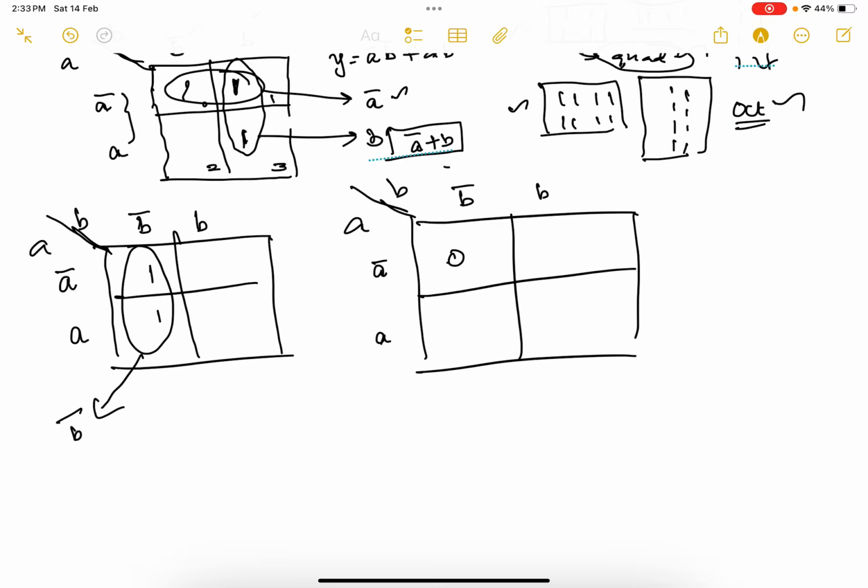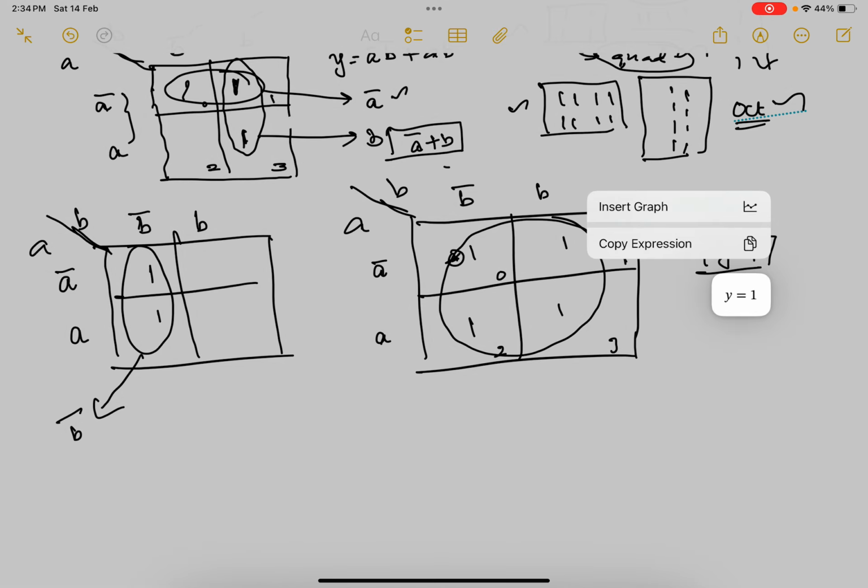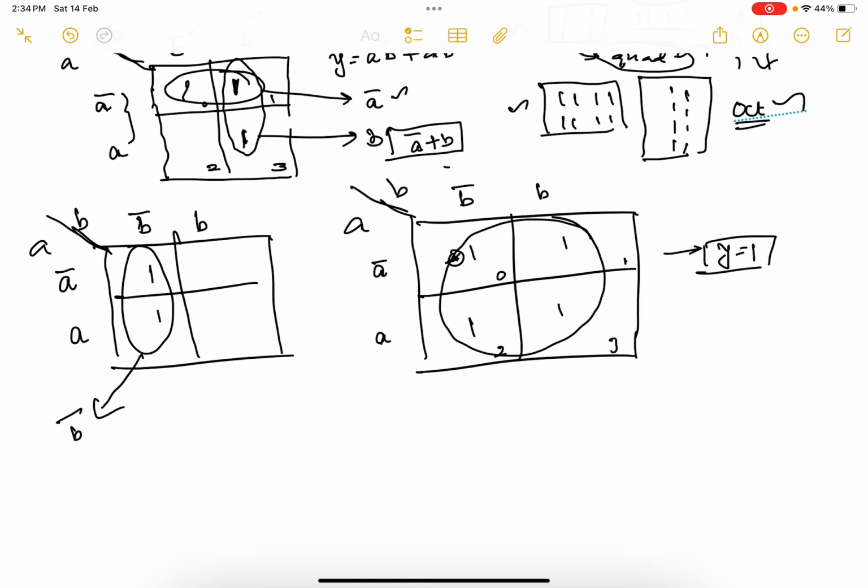In all the cells I am having 1, that is the 0 cell, first cell, second cell, third cell. In all the cells if I have 1, what is the answer? Here I can form a quad structure, and all the cells are completely filled. My answer will be nothing but 1. Why this? You can check this. If all the cells become 1, what is the answer for this?